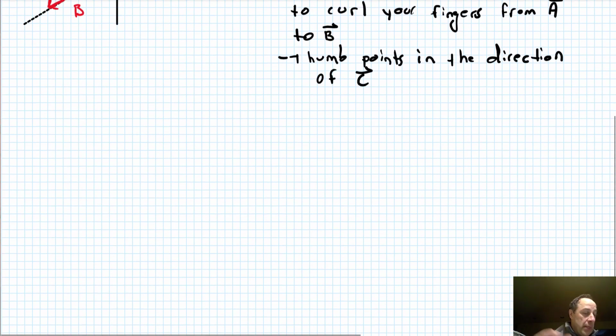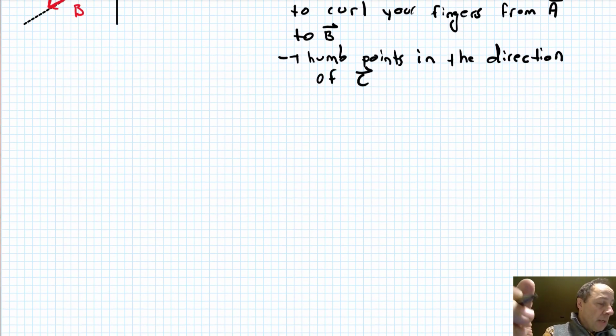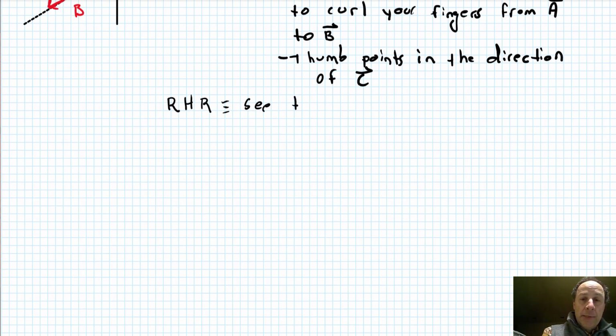So, well, before I write that, let me give you the reference in your book. For right hand rule, RHR, see text, pages 84 to 85, for some illustrations. Okay, so let's do our cross product summary like we did for dot product.